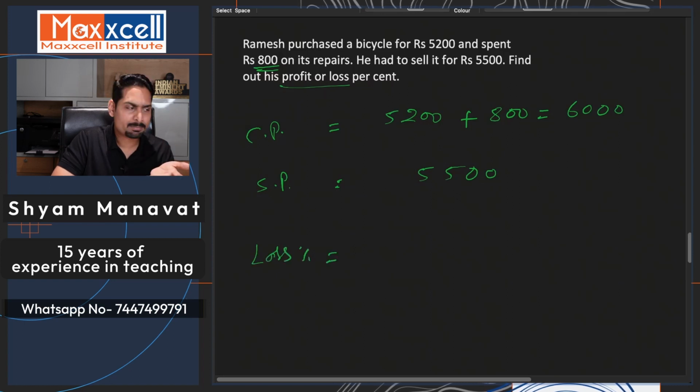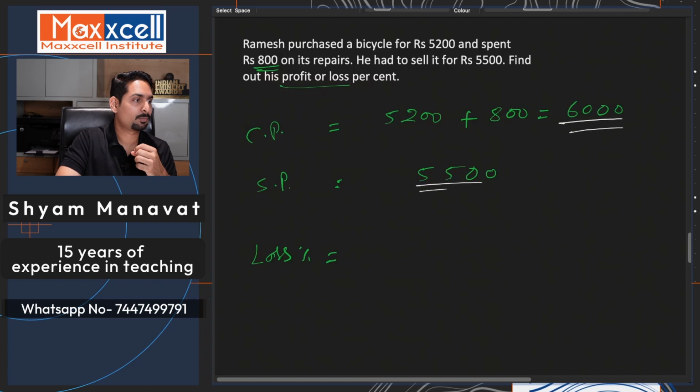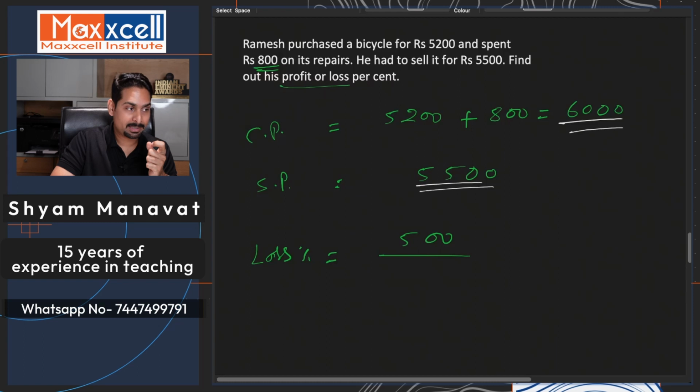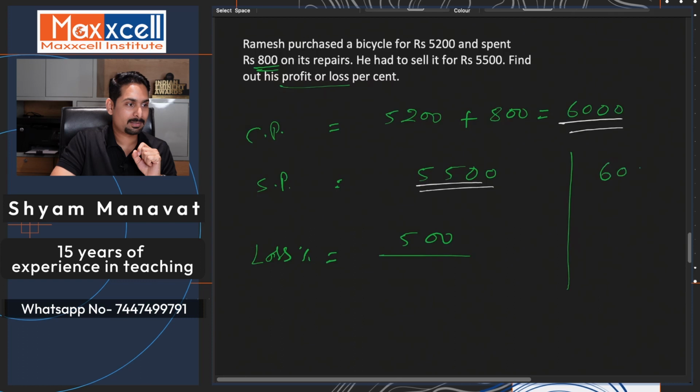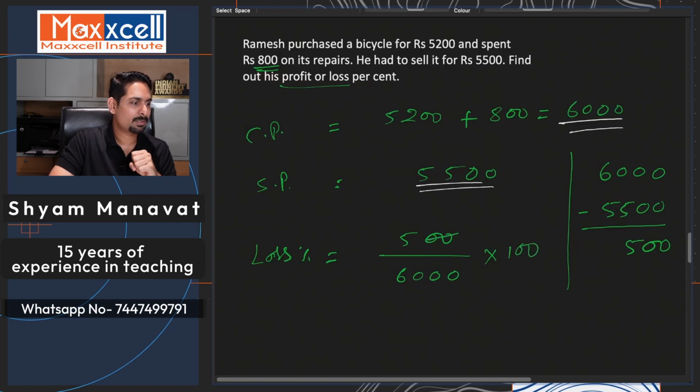Well, whether it is profit percentage or loss percentage, calculation will remain the same. Difference between cost price and selling price. What is the difference? Difference is 500 rupees. Yeah, 6,000 and 5,500. Difference is 500 rupees. I hope that's clear to you. Say yes and give thumbs up to yourself that okay, I know this basic calculation. Yes. Divide by cost price. What is the cost price? 6,000 rupees. Multiply by 100. Cancel zeros. 5.